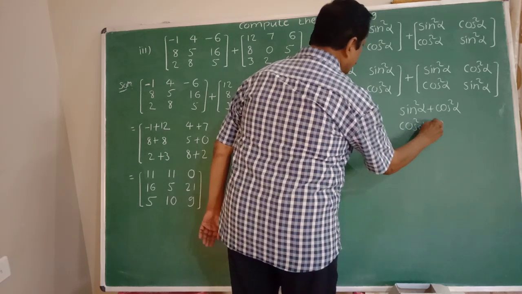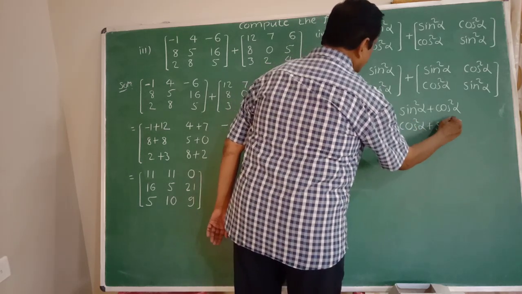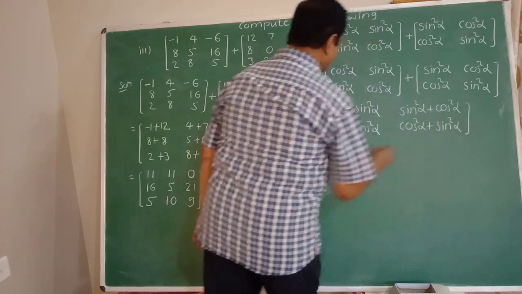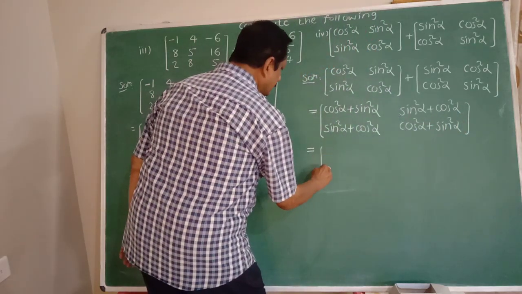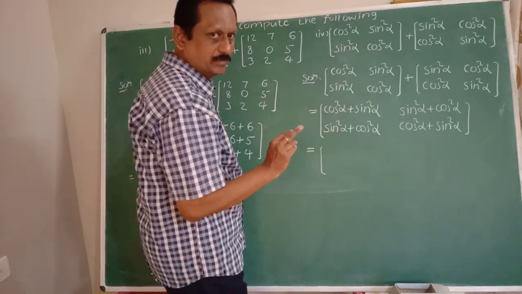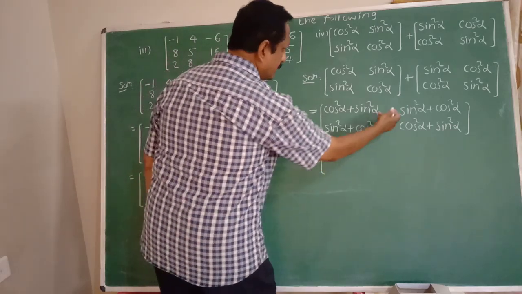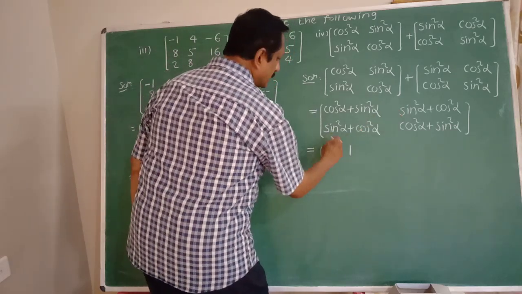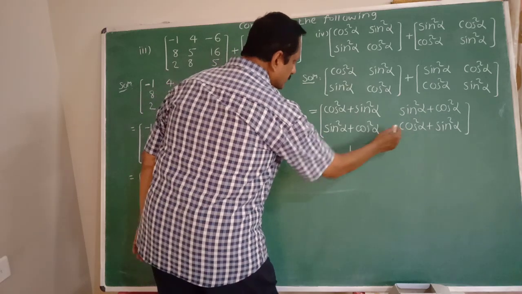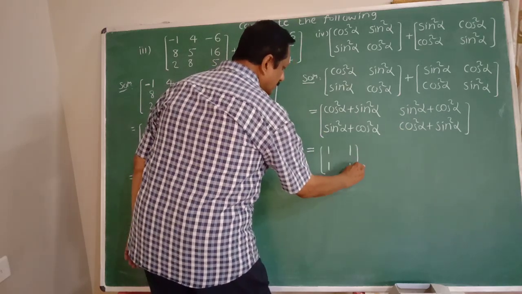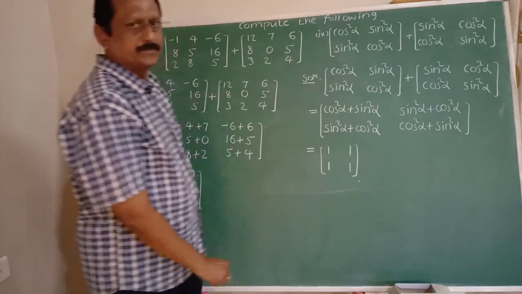And you know the standard formula: sin square plus cos square is 1. So this is 1. This is also 1. Sin square plus cos square is 1. Cos square alpha plus sin square alpha is also 1. So this is the answer.